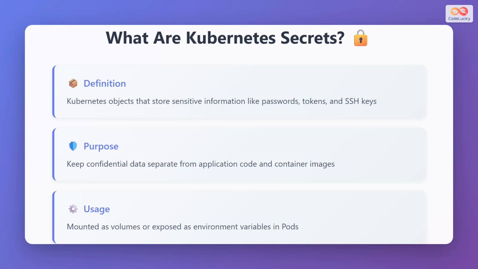Let's start by understanding what Kubernetes secrets are. Secrets are special Kubernetes objects designed to store sensitive information such as passwords, tokens, and SSH keys. The primary purpose of secrets is to keep confidential data separate from your application code and container images, ensuring better security practices. Once created, secrets can be used in your pods by mounting them as volumes or exposing them as environment variables, making sensitive data available to your applications without hard-coding it.